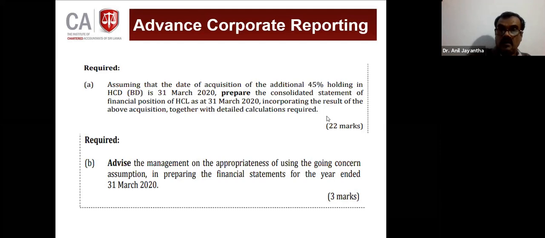Advise the management on the appropriateness of using going concern assumption in preparing the financial statement for the year ended 31st March. See, in terms of subject specific knowledge, it goes to very primary level, basic level of preparation of financial statement. That is what you learn in the conceptual framework, the going concern assumption.